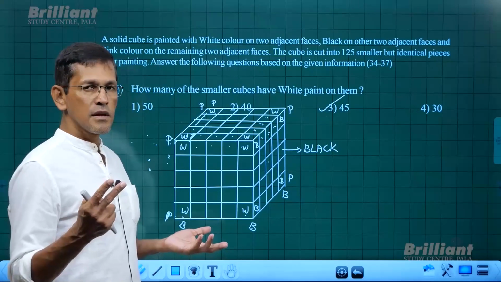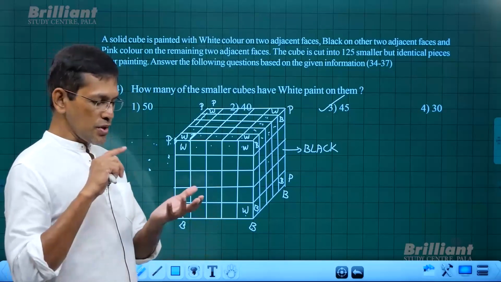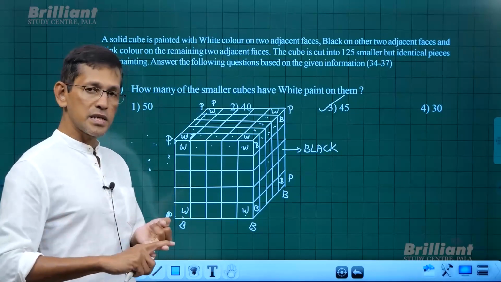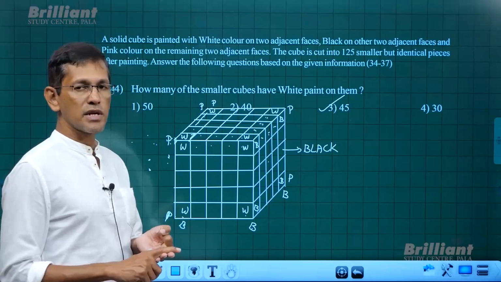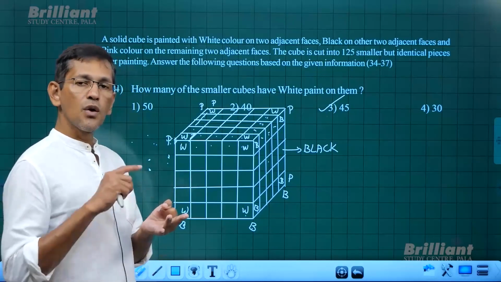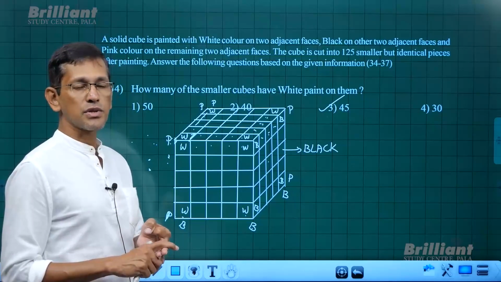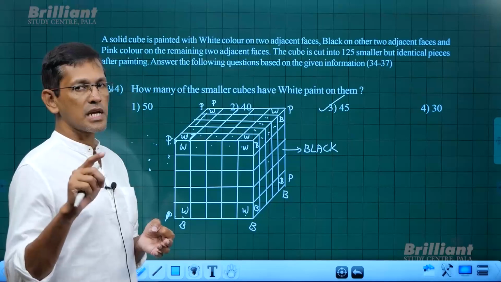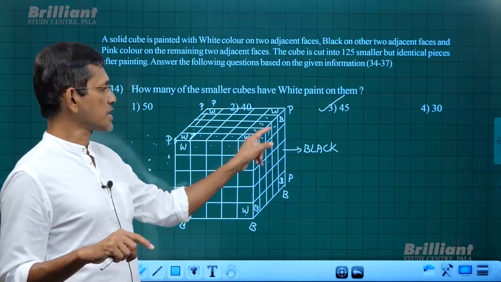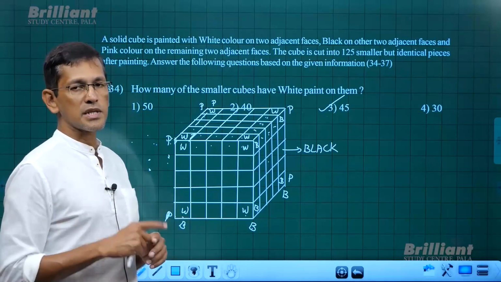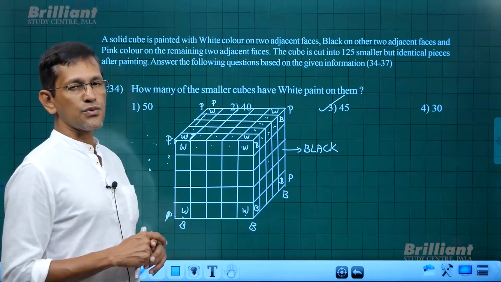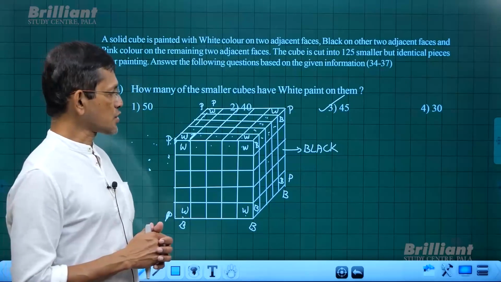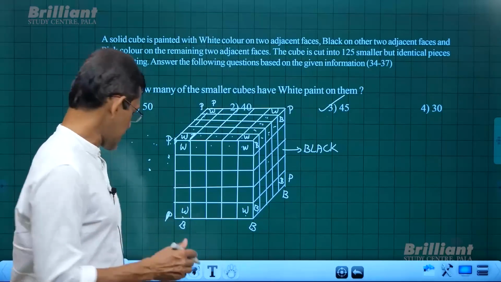However, it's the same color. So we have to avoid the black and black edge, the white and white edge, and the pink edge. Total 12 edges. Out of this, black and black is out, white and white is out, pink is out. So 3 edges are out. Balance, we have 9 edges. Out of those 9 edges, on each edge we have 3 such cubes with 2 different sides painted, 2 different colors. So 3 into 9, that's 27. So 27 cubes with exactly 2 sides painted.